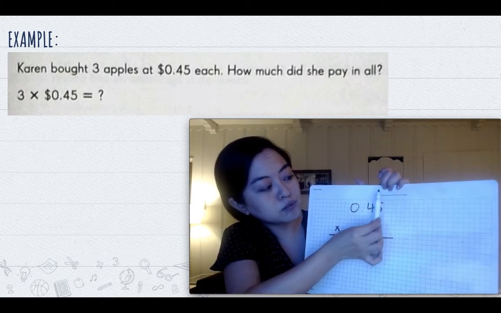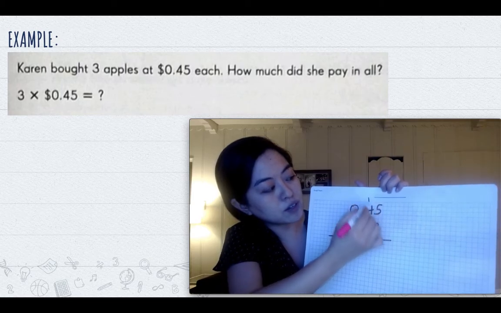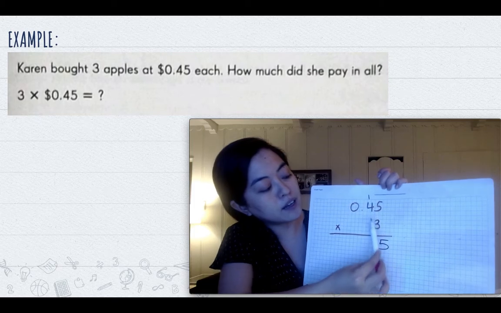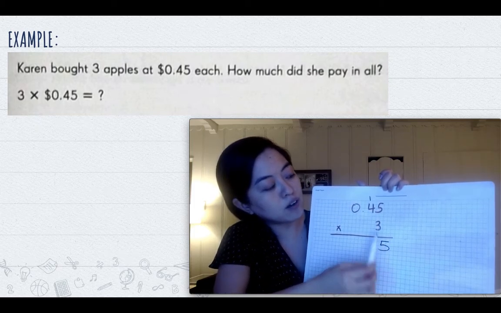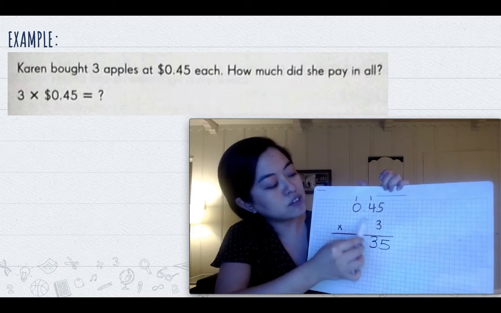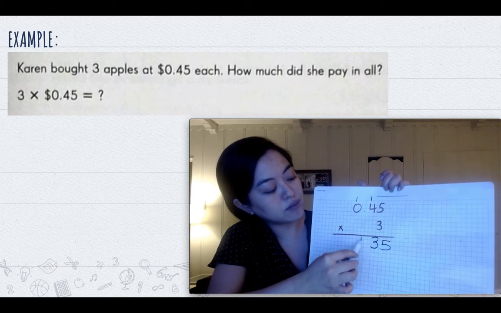So let's multiply 3 times 5, which is 15. So we can write a 1 here and a 5 here, okay? Then we're going to multiply 3 times 4, which is 12, plus 1, which is 13. 3 times 0 is 0, plus 1 is 1.